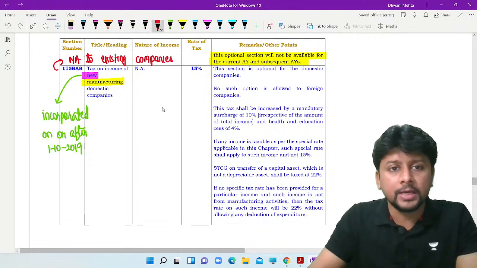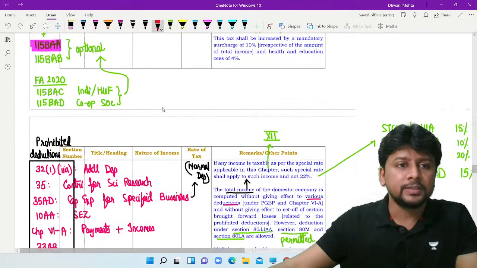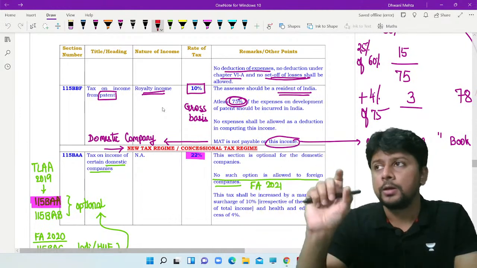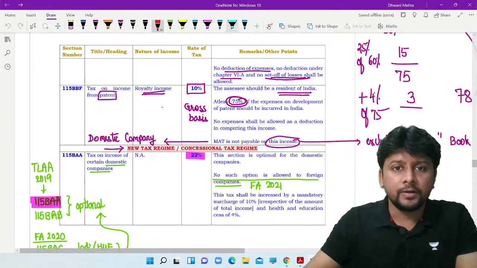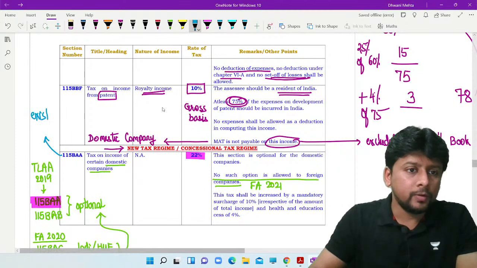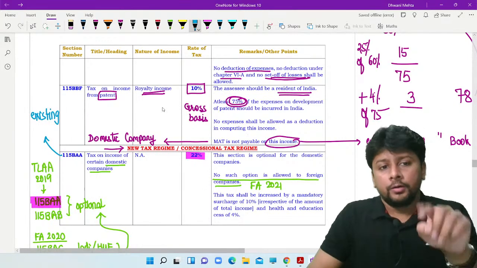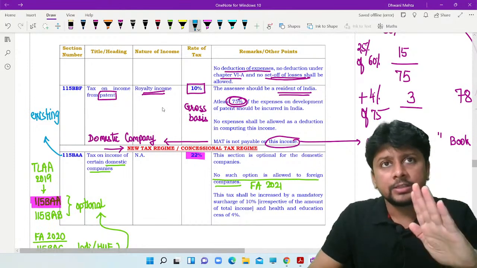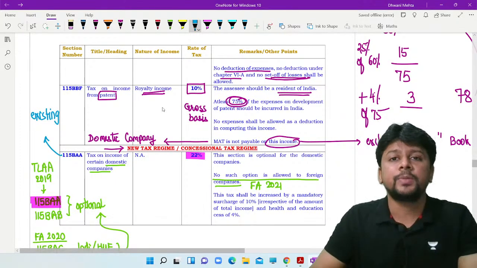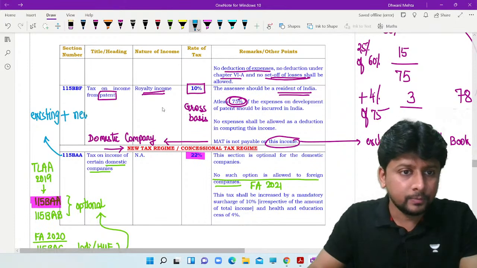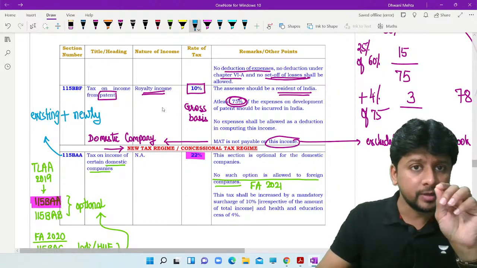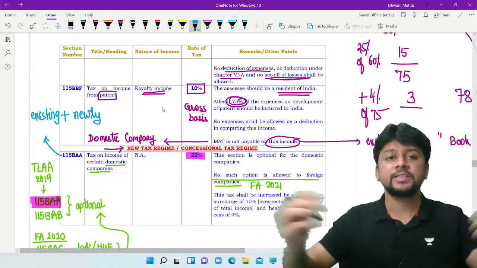Existing domestic companies, what can they do? Existing domestic companies can use BAA. In BAA, there is no condition that the company should be incorporated on or after this date. So that means 115BAA, this section can apply to existing domestic companies also. For that matter, 115BAA does not say new companies are ineligible, does not say only new companies are eligible. So existing companies, newly incorporated companies, every domestic company can be covered by 115BAA. BAA is a more generic section.